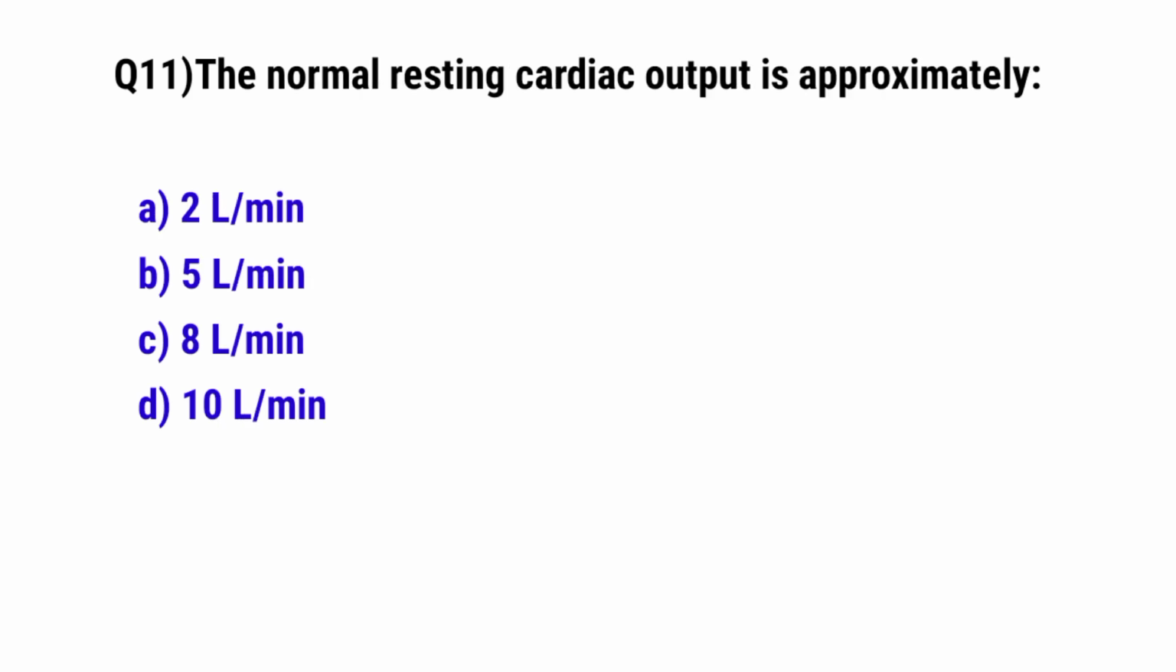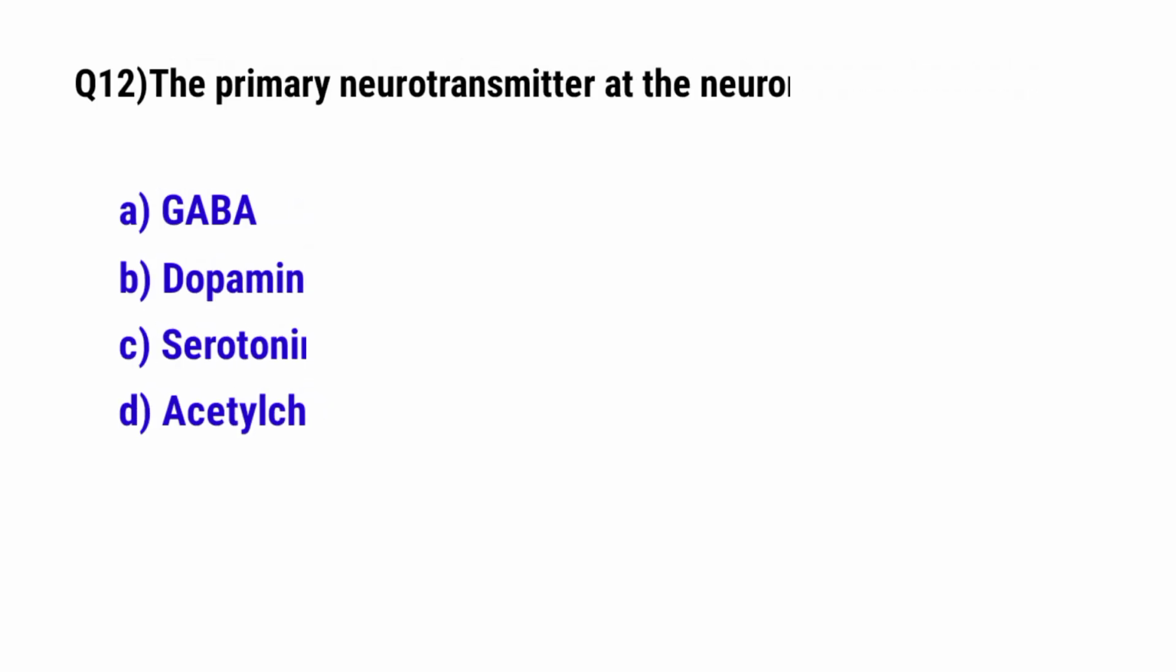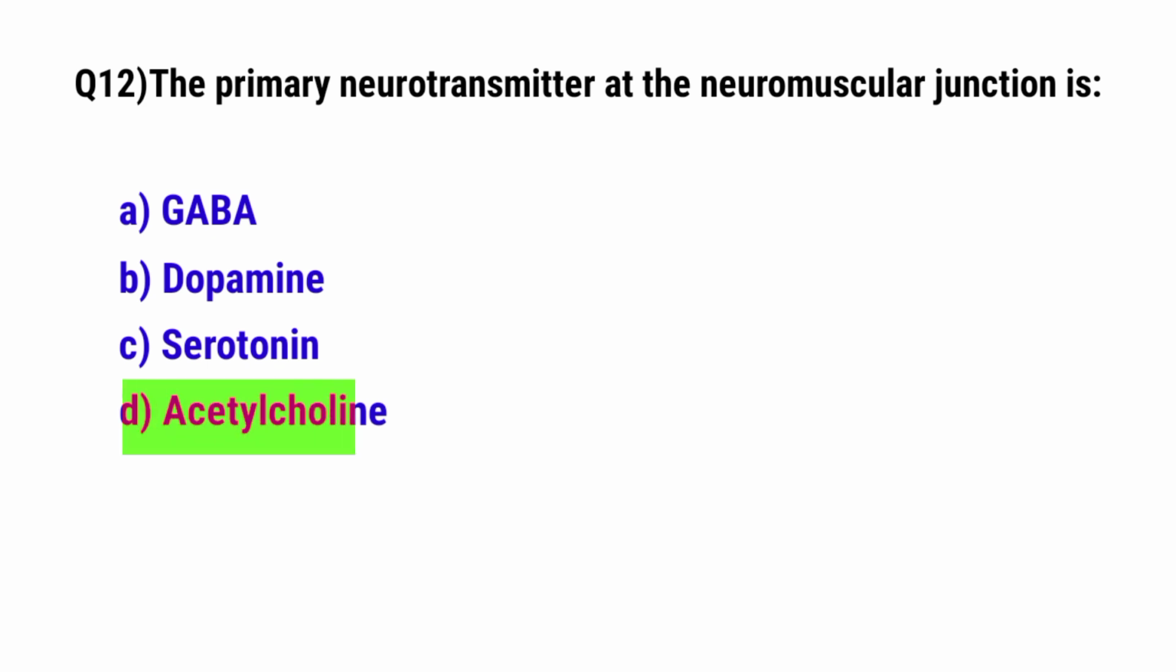Question number 11. The normal resting cardiac output is approximately. The correct option is B. 5 liters per minute. Question number 12. The primary neurotransmitter at the neuromuscular junction is. The correct option is D. Acetylcholine.